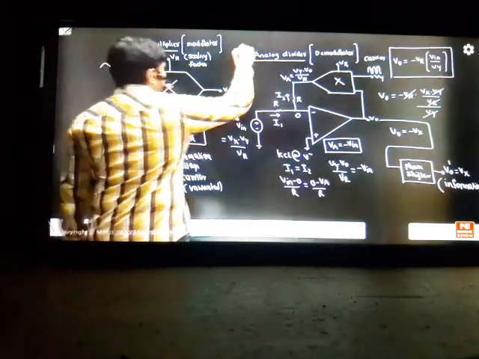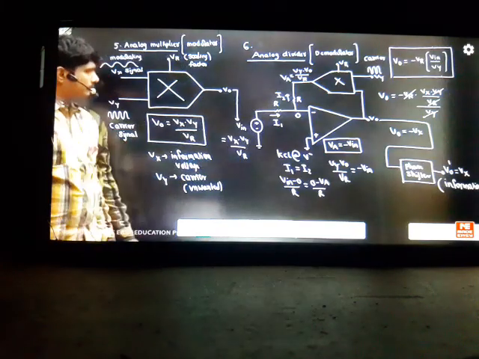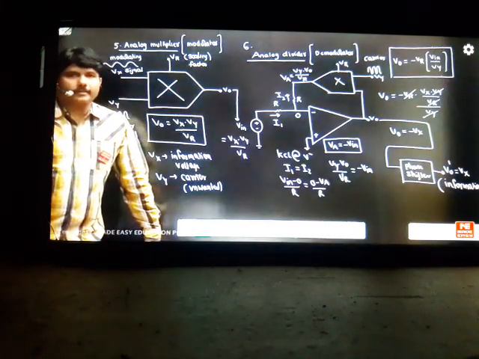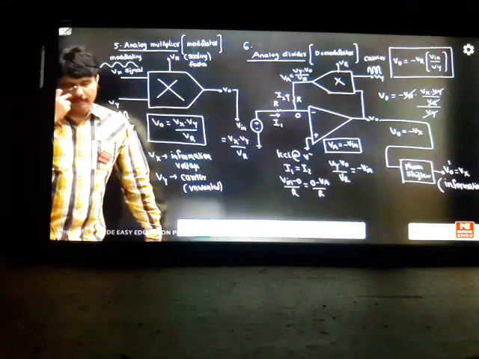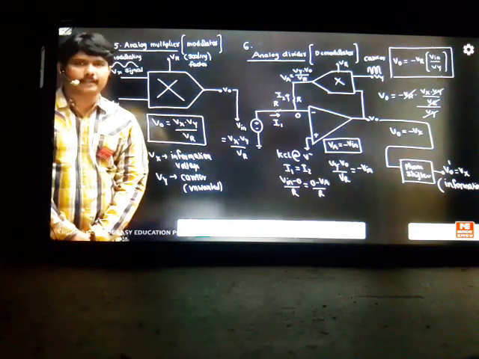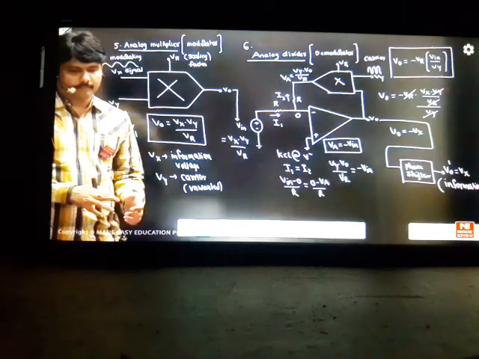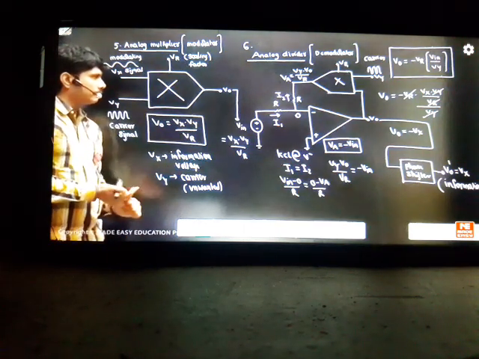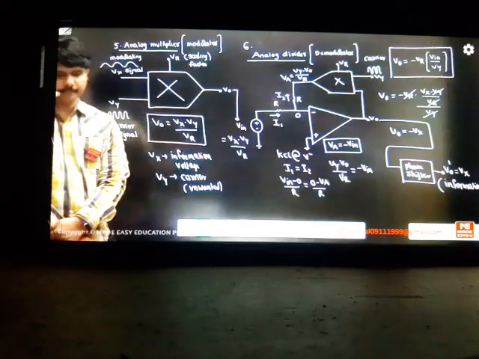5th and 6th topics are completed. 5 and 6 at a time. Just by interlinking, I have covered the class. So last 2 more topics are there. One is phase shifter, what I can say, and the other is integrator and differentiator. If you can cover these 2 topics, mathematical operations will be completed in the class.